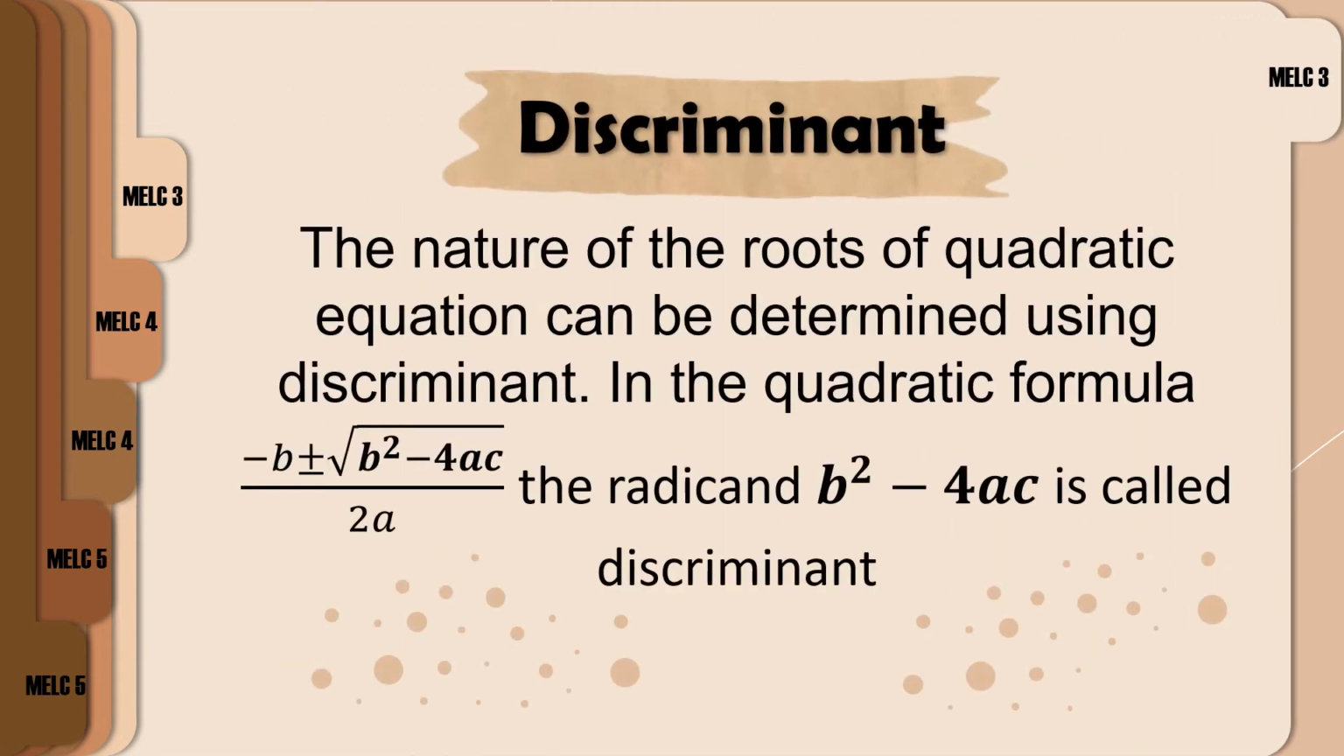So the nature of roots of quadratic equation can be determined using discriminant. In the quadratic formula, negative b plus and minus square root of b squared minus 4ac all over 2a, the radicand b squared minus 4ac is called discriminant. So tandaan, ang formula for discriminant is b squared minus 4ac.